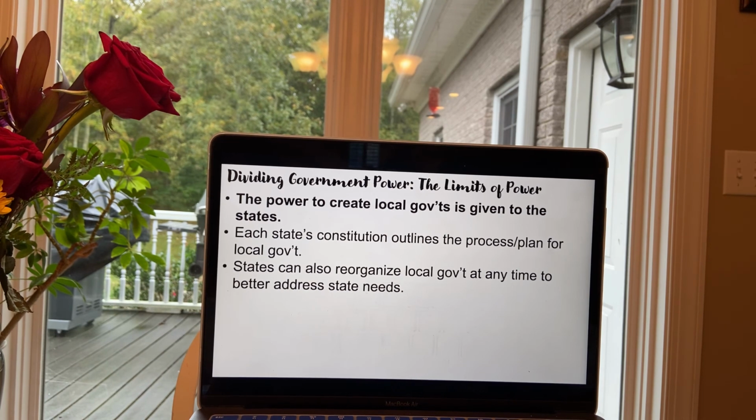The power to create local government is given to the states. Each state's constitution outlines the plan or the process for creating those local governments, and the state can also reorganize local government at any time that it feels would better address the state's needs.